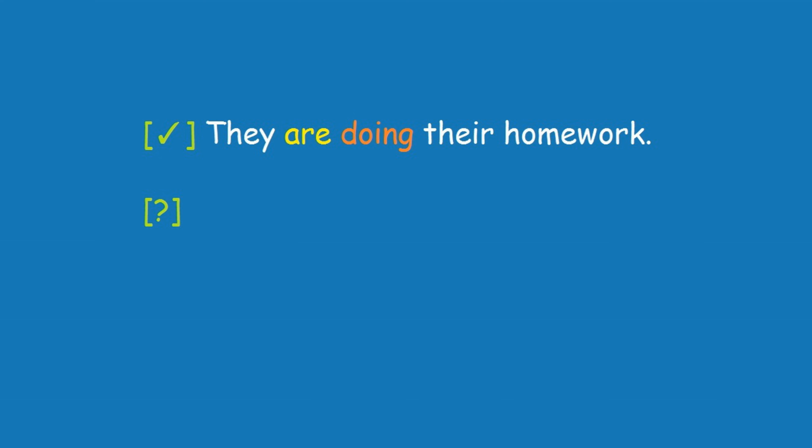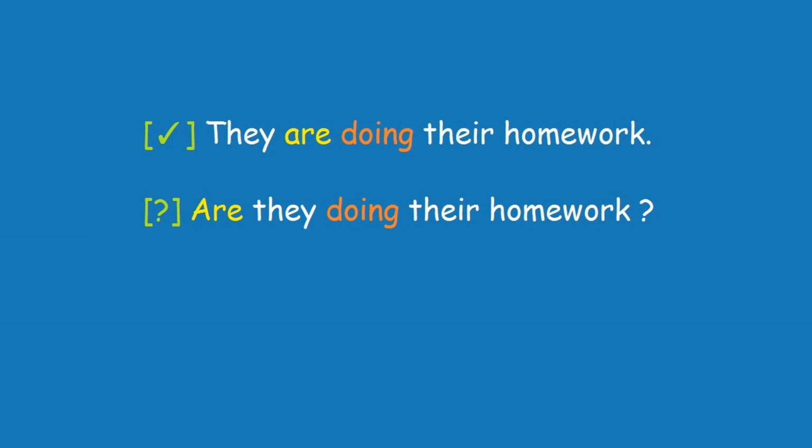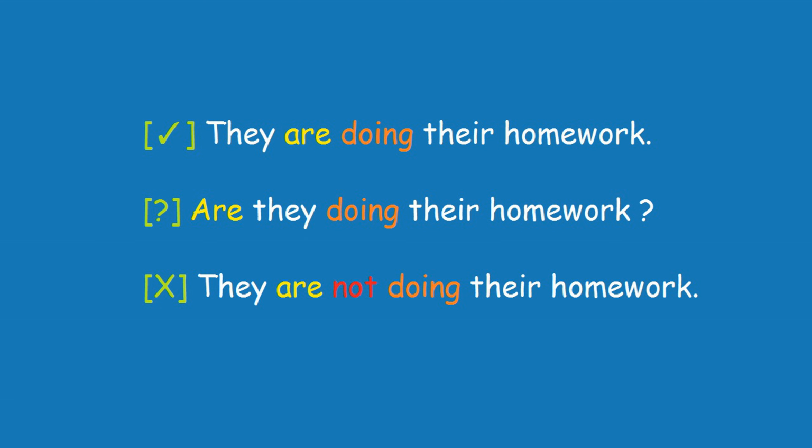Can you turn this sentence into the interrogative form, into a question? Okay, here it is. Are they doing their homework? That is the interrogative form. Okay, how about the negative form? Here it is. They are not doing their homework. This is the negative form. Okay, next.